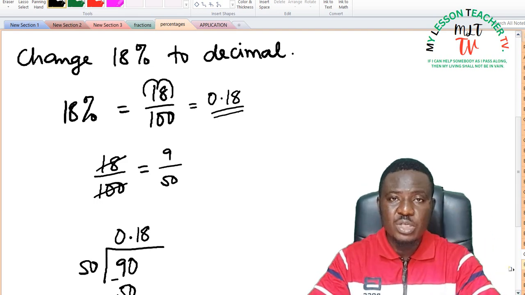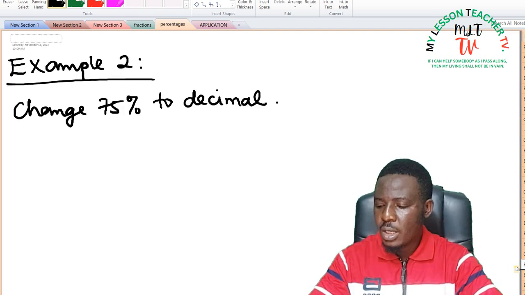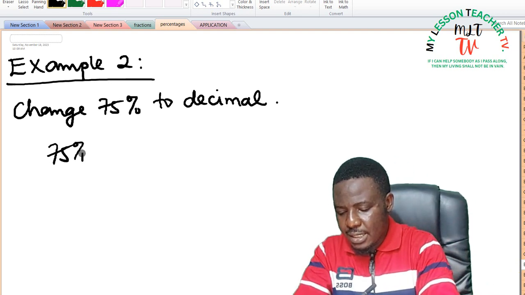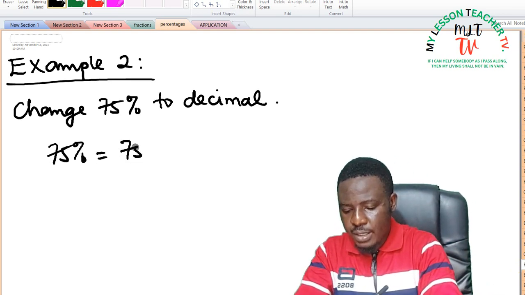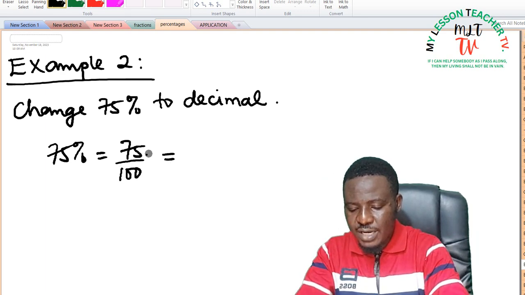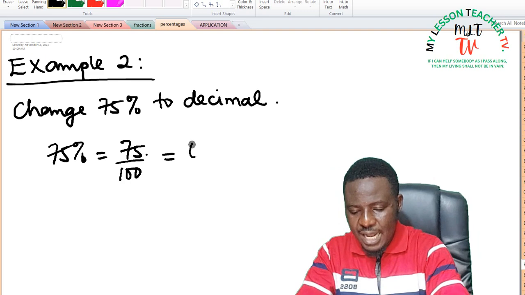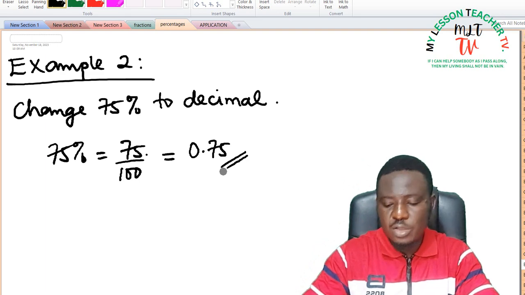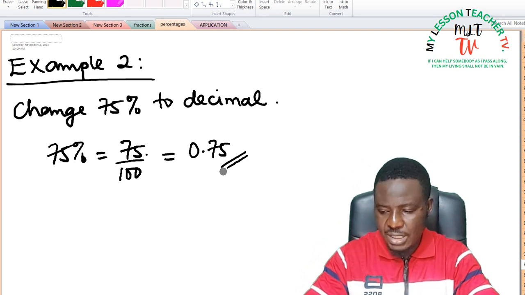We shall now take example 2. In example 2, we are to change 75% to decimals. So 75% is said to be equal to 75 divided by 100, and this is equal to, you move the decimal point 2 times to your left, and that gives you 0.75. So as decimals, 75% is said to be equivalent to 0.75.